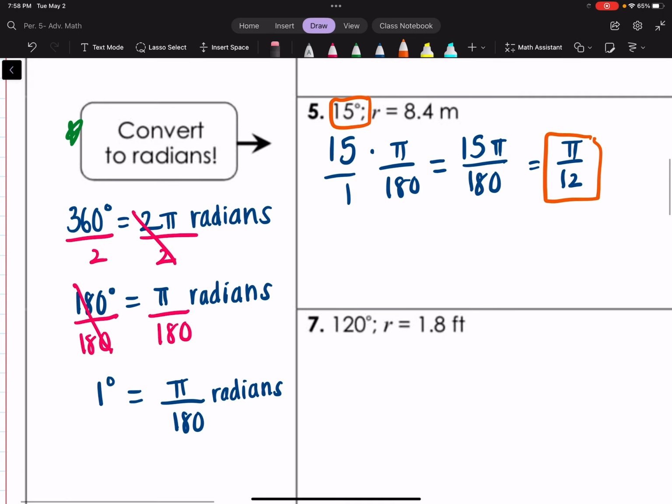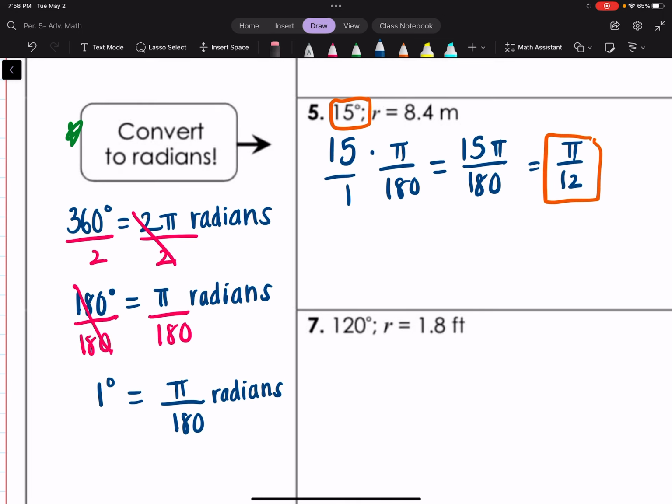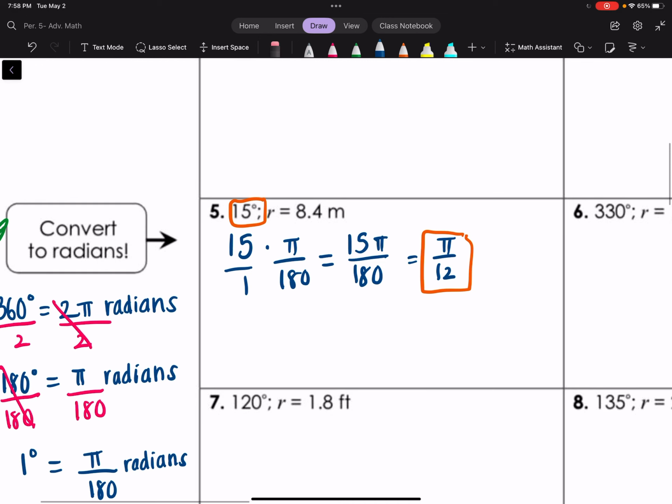So now that you have your angle in radians, you can go ahead and just use your arc length formula, which tells you the arc length is equal to the radius, which is 8.4, times the angle in radians, which is pi over 12. This obviously simplifies down to 8.4 pi over 12. That can actually be simplified here.